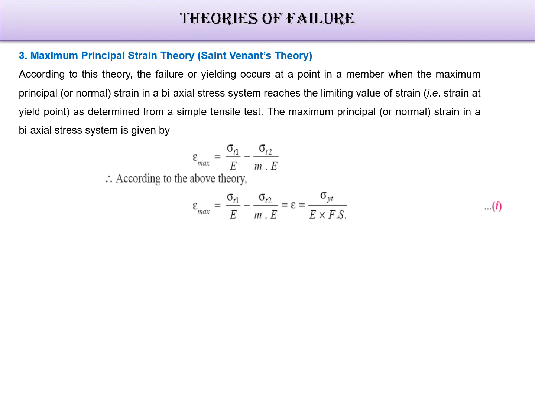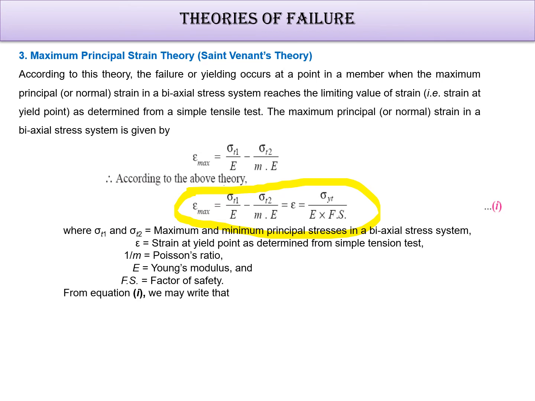This is the formula for it. By using this formula we can calculate it. So sigma 1 and sigma 2 are the maximum and minimum principal stresses in a biaxial stress system. Epsilon is the strain at the yield point. We denote strain with this letter, epsilon. 1 upon m is the Poisson's ratio. E is your Young's modulus, and Fs is nothing but your factor of safety. I have already explained the factor of safety to you.